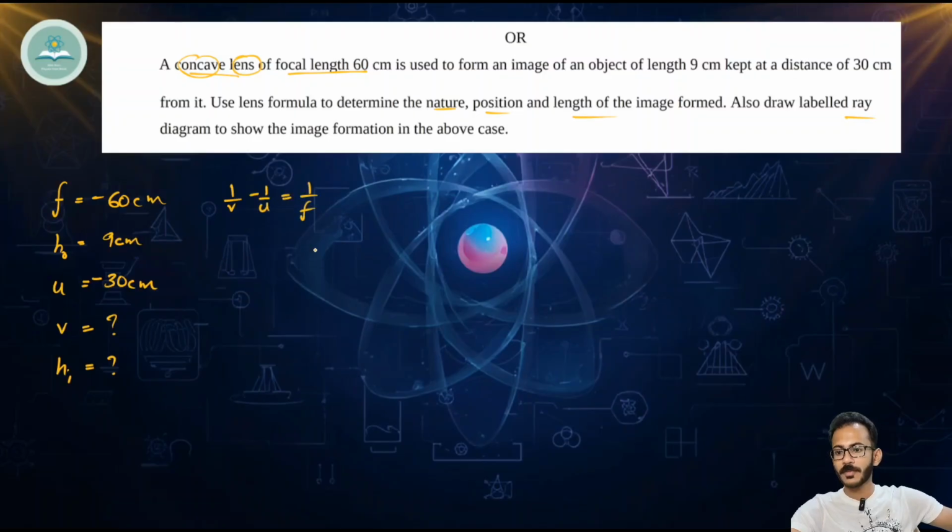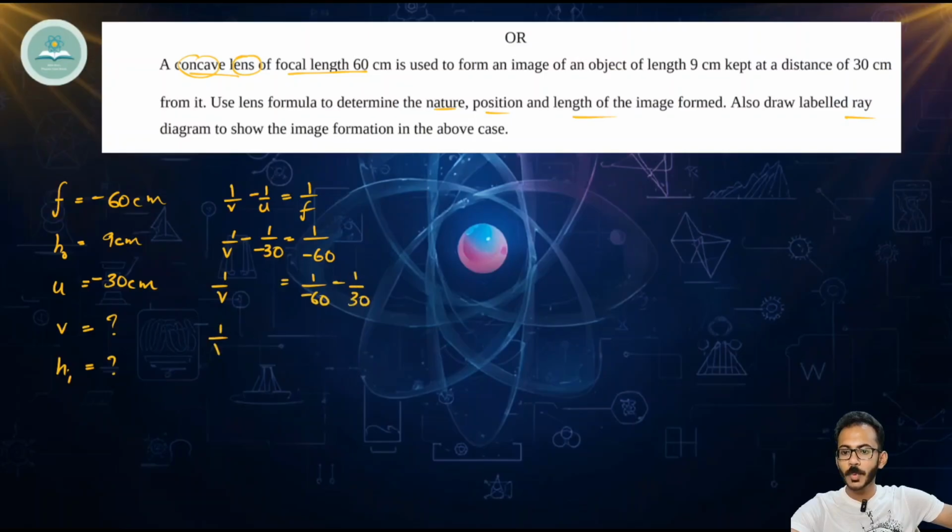Let's substitute all the values here. 1 by v as it is, minus 1 by u, is 1 by minus 30, is equal to 1 by f, f is minus 60. Now 1 by v is equal to 1 by minus 60. Here minus into minus will become plus. When this plus goes here, it will become minus 1 by 30.